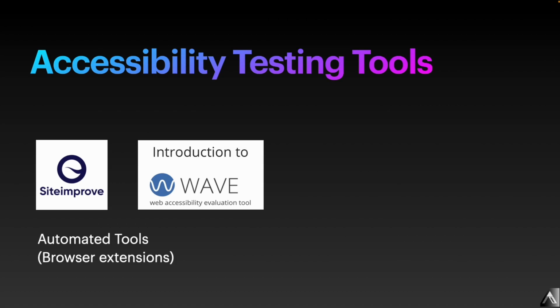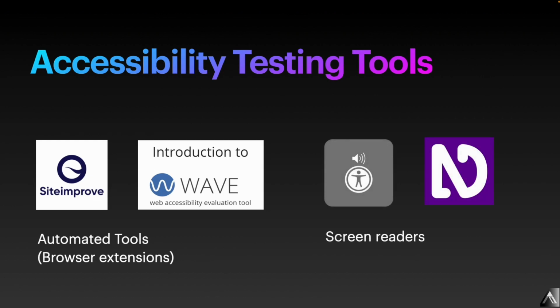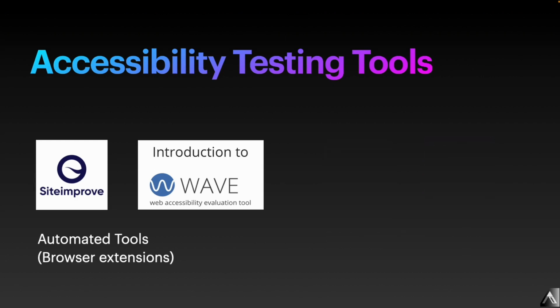We will start with automated tools, SiteImprove and Wave, which will help identify accessibility issues quickly and efficiently. Then we will move on to screen readers, VoiceOver and NVDA, to understand the user experience from the perspective of visually impaired users. Automated tools are designed to scan your website and identify common accessibility issues. They are fast and cover a lot of ground quickly, making them ideal for the initial phase of accessibility testing.